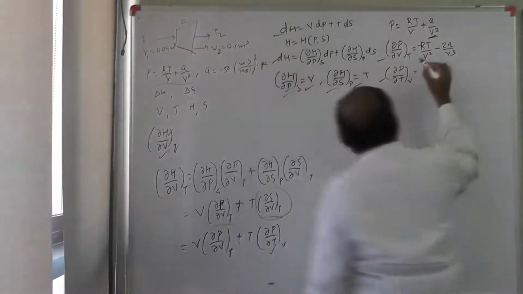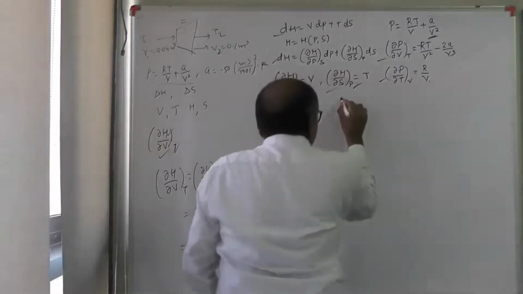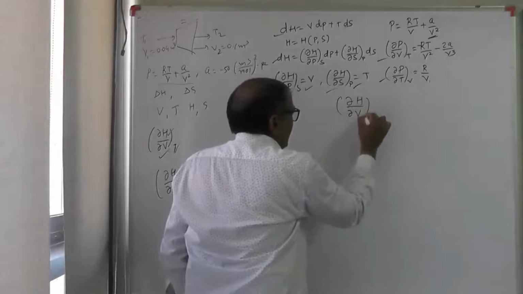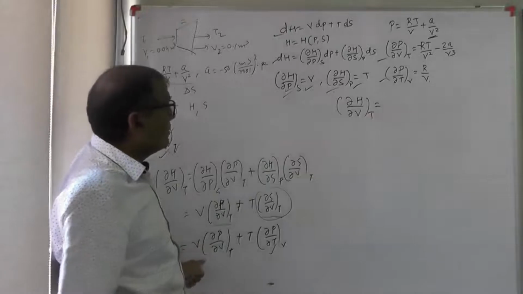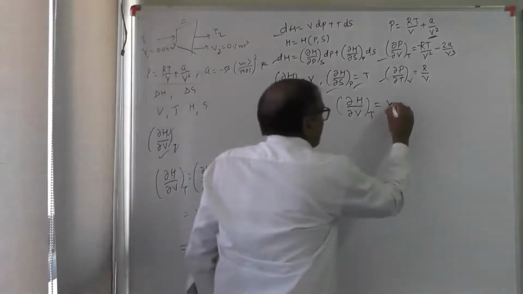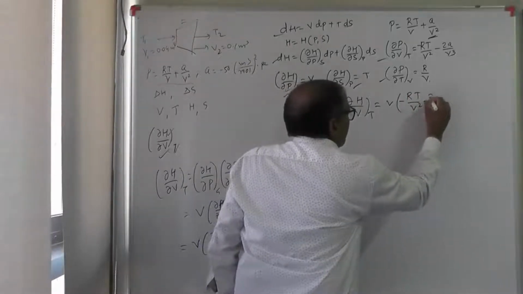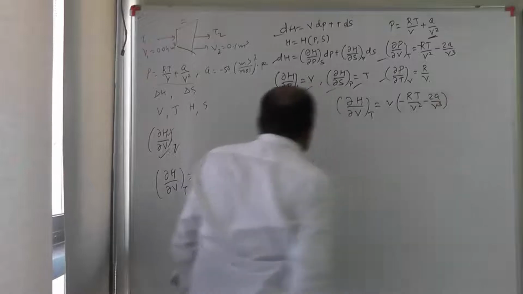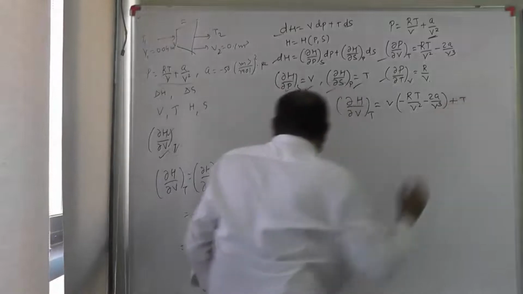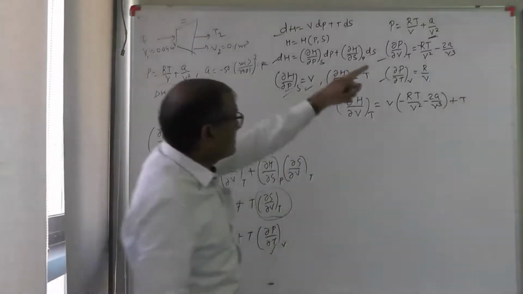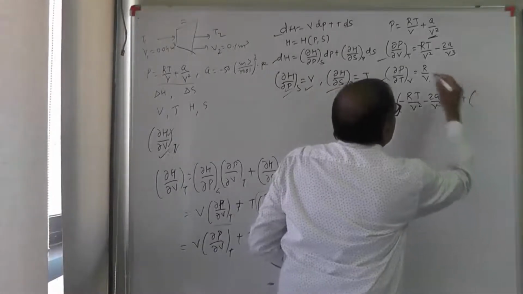If I insert the values of these two derivatives in this equation, what would be the final equation? Del H over del V at constant temperature is equal to V into del P over del V at constant temperature, so V into minus RT upon V square minus 2A upon V cube, and the next one plus T into del P over del T at constant volume, that is R upon V.